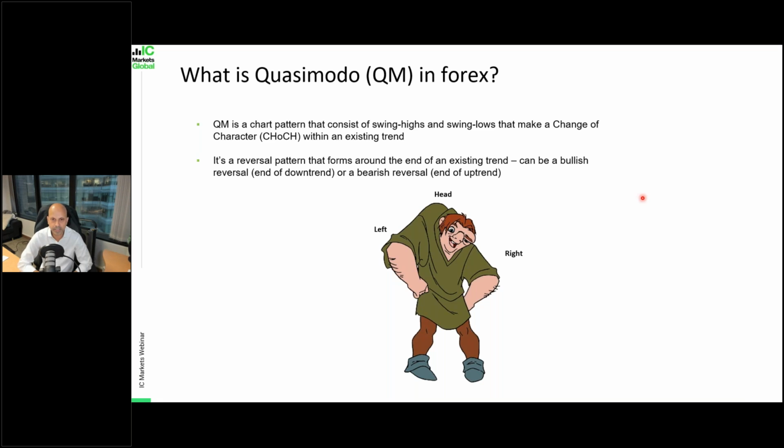As the second point clearly highlights, it's a reversal pattern that forms around the end of an existing trend. So it happens at the end of the trend, that's when the reversals occur. This could be a bullish reversal, which would signal the end of a downtrend, or of course, a bearish reversal, which signals the end of an uptrend.